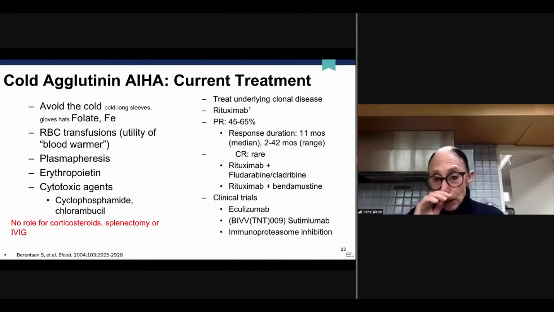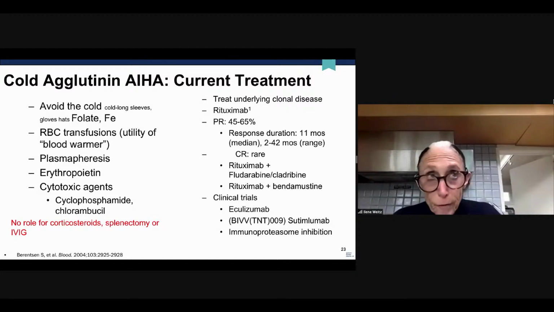And then there are clinical trials using eculizumab, which I have a lot of experience with, but I have to tell you, I found to be less than effective in cold agglutinin disease. Sutimlimab, the C1s inhibitor, is much more effective to my view. And then this immune proteasome drugs inhibition is also being looked at.